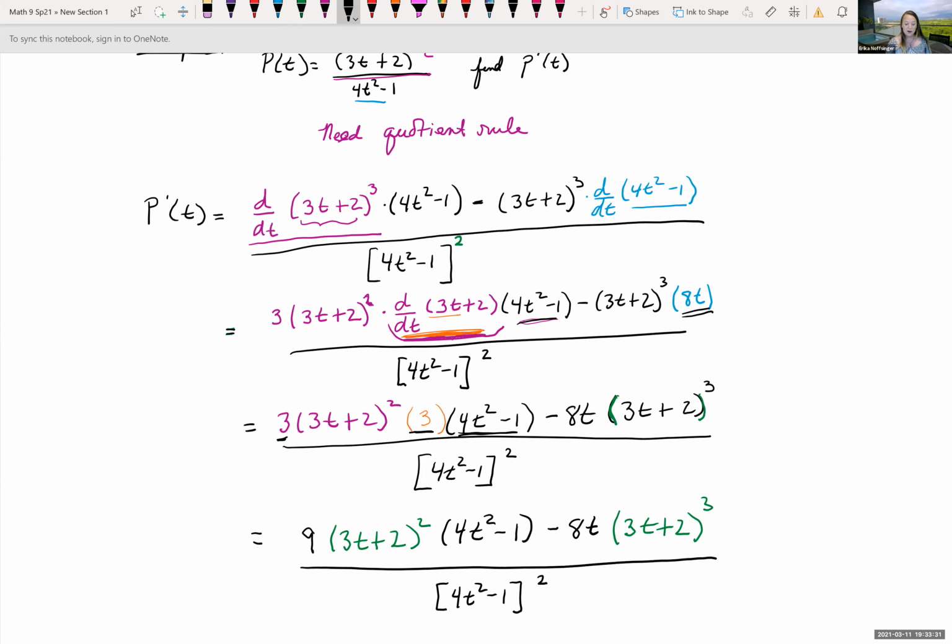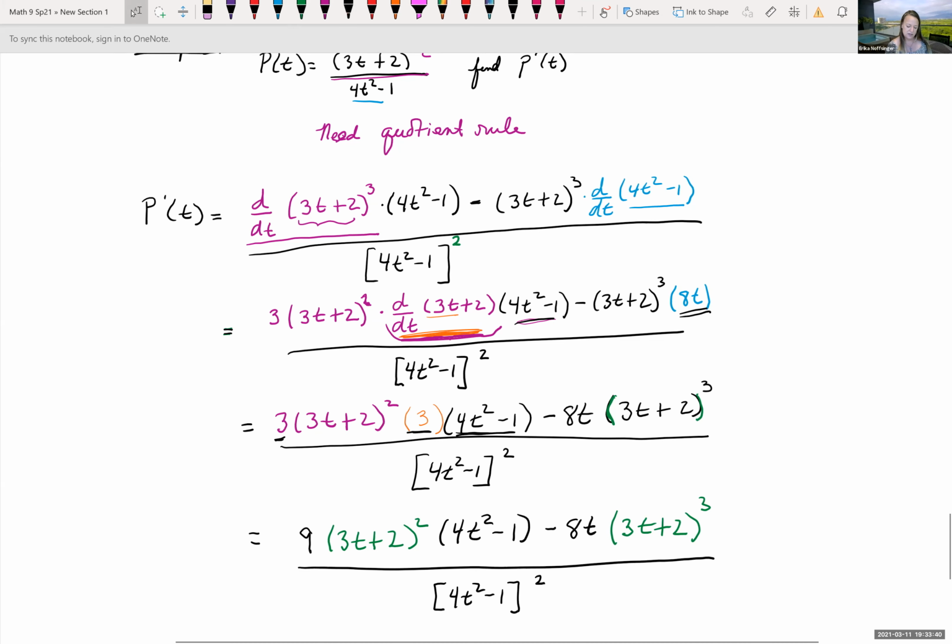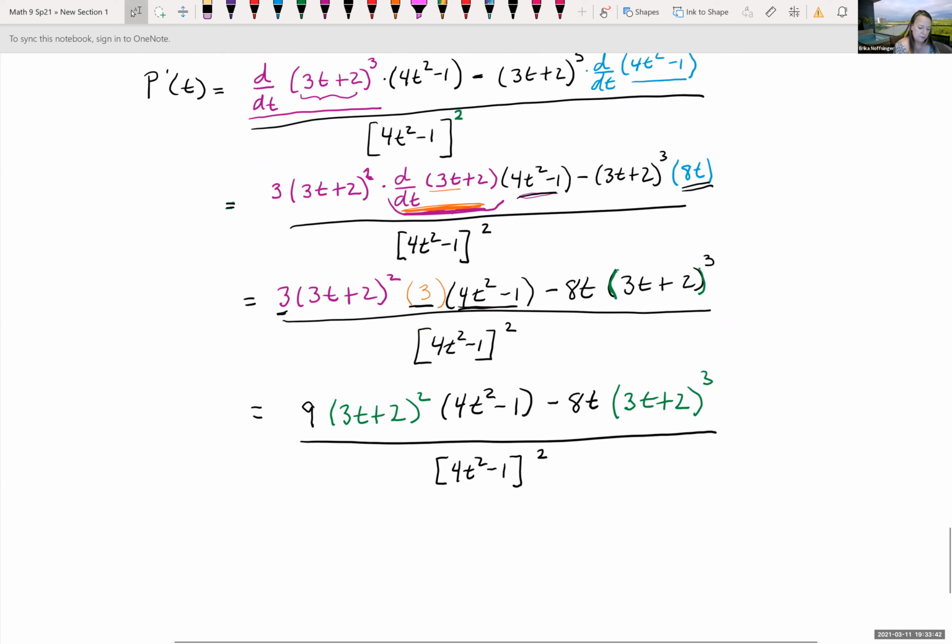So I could expand that all out, distribute, combine like terms, see if I can factor it that way. But that would be a lot harder than noticing. So think of this as two separate groupings, because these are all products here. This 9 times this quantity 3t plus 2 quantity squared times 4t squared minus 1. Think of that as one grouping. And think of this 8t times the 3t plus 2 quantity cubed as one grouping. And notice what they have in common and pull that out.